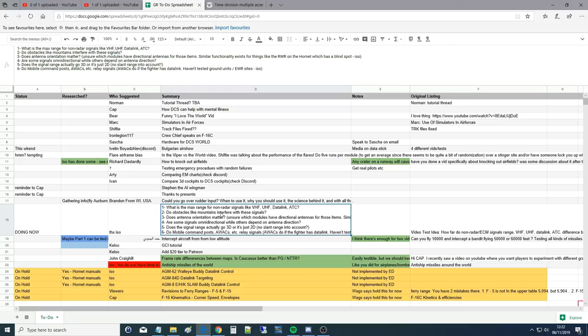Two, do obstacles like mountains interfere with these signals? So that's easy. We put an F-16 behind a mountain and try and communicate with it. So that's just an easy thing. In reality, it can be a little more complicated than that.